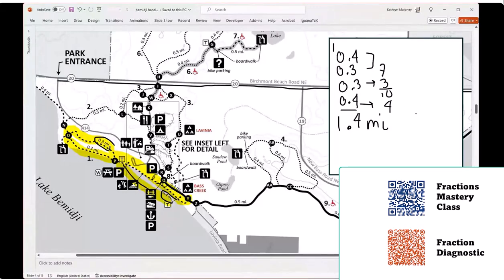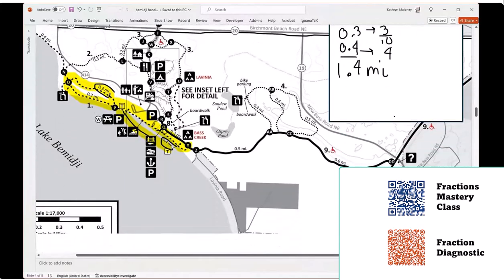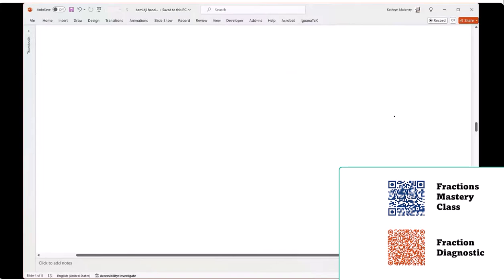Thank you for coming. Now let's change this decimal into a fraction. So I'm going to come down to my clear spot here. We have 1.4 miles. Now let's change it to a fraction. So we're going to put our big number. Let me get rid of that little mistake there.